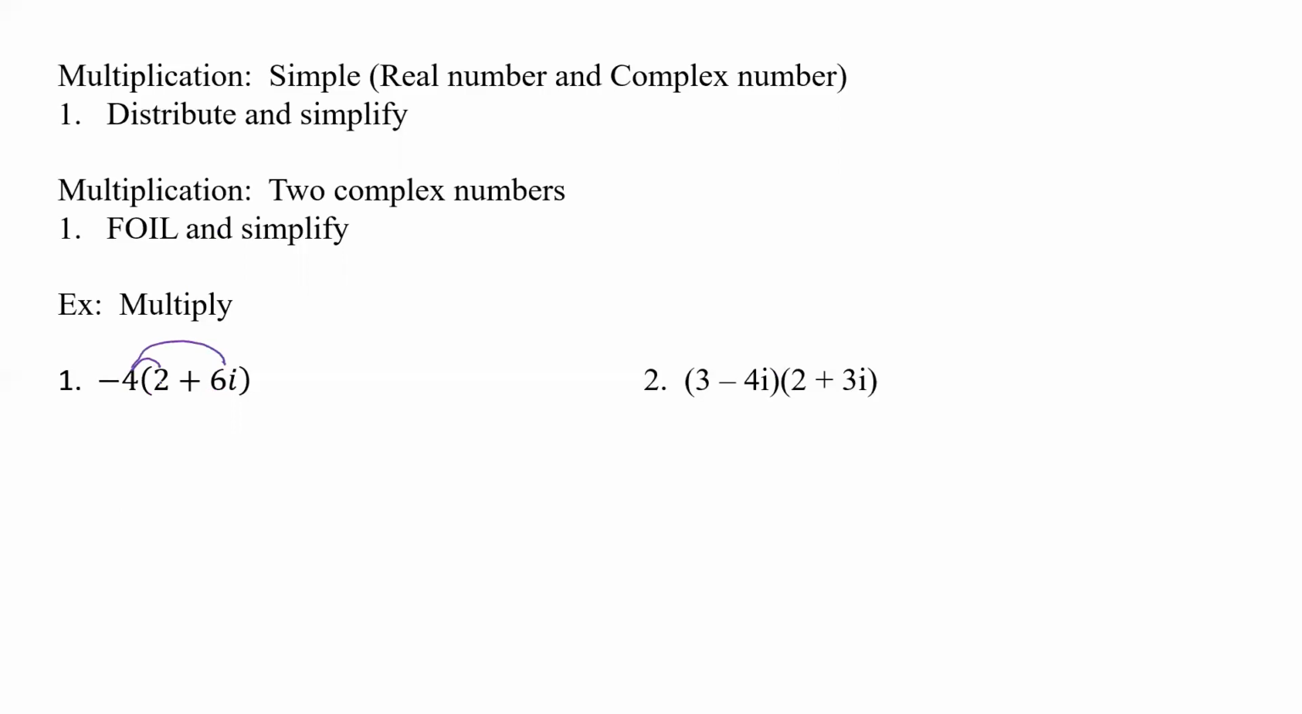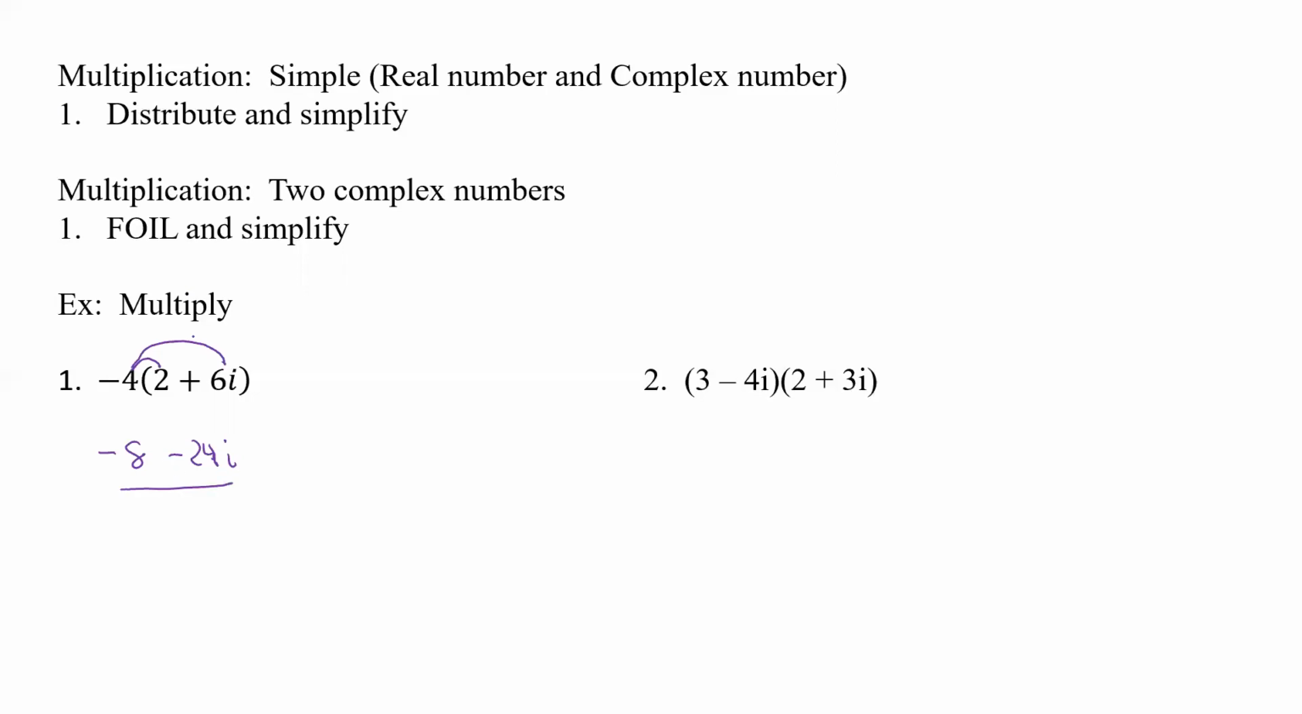We're just going to multiply like this, okay? So it's -4 times 2? Well, that's -8. What's -4 times 6? Well, that's -24, and then we still have times i, the imaginary part. So -8 - 24i, and that then is our final answer.